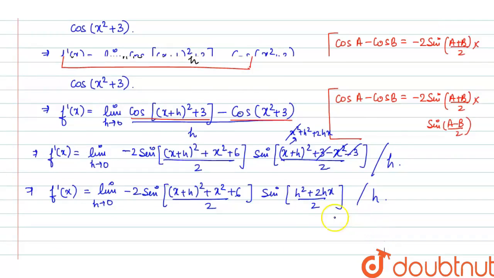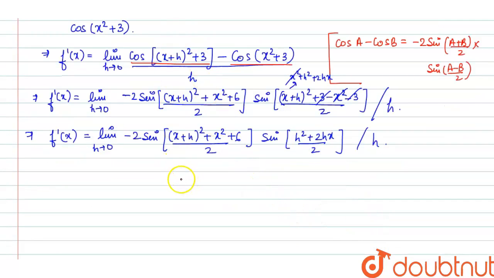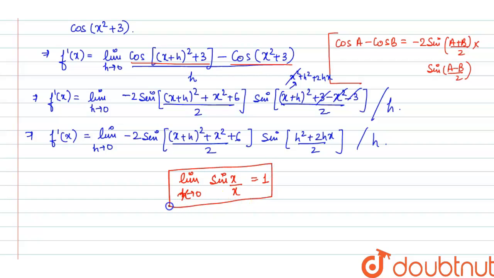Now as we know, one more identity, which is if limit x tends to 0, sin x upon x, then its value is 1. So we can use this identity to solve this part. Now I will apply this identity in this part. Let's see. It will be f'(x) equals limit h tends to 0, now minus 2 sin in the bracket, (x plus h) whole square plus x square plus 6 upon 2.